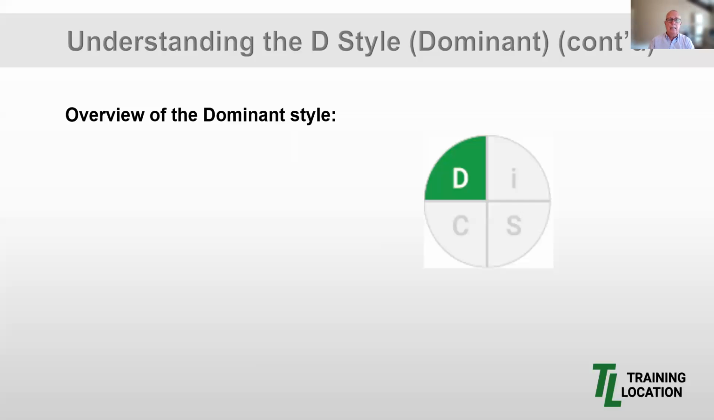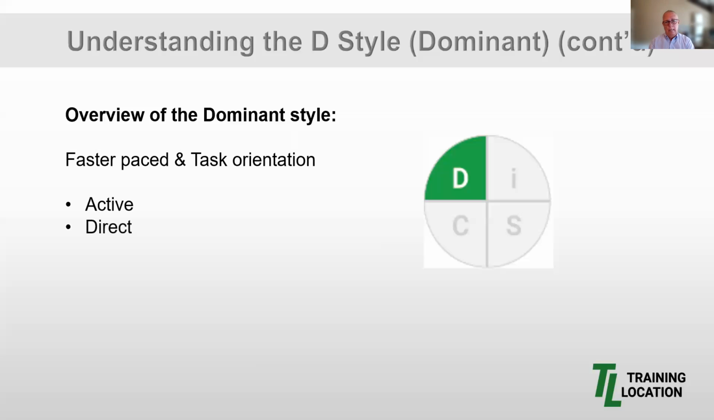As noted, the D style has a generally faster pace coupled with a task orientation. They also tend to be a little outspoken, generally questioning or curious, and even skeptical, meaning I might want a little proof of where that knowledge came from. Other descriptors of a higher D might include active or direct, firm, strong-willed, forceful, and results-oriented.